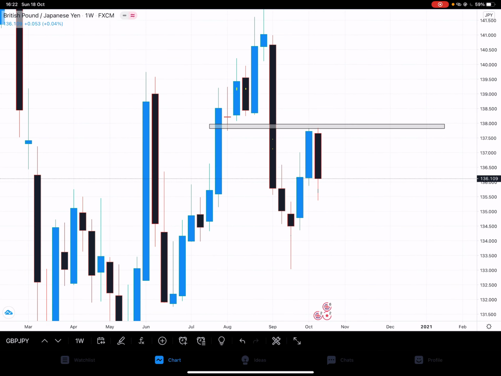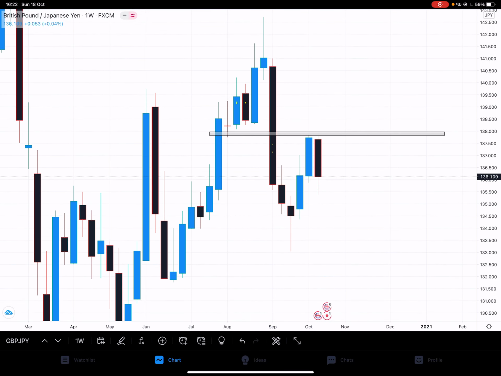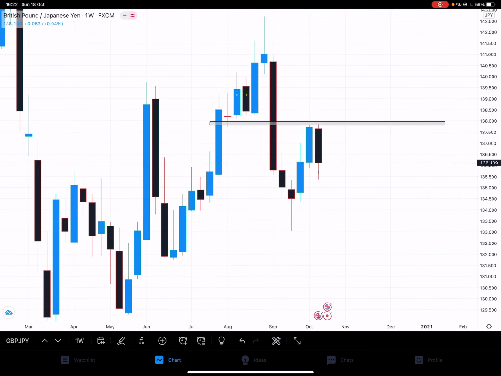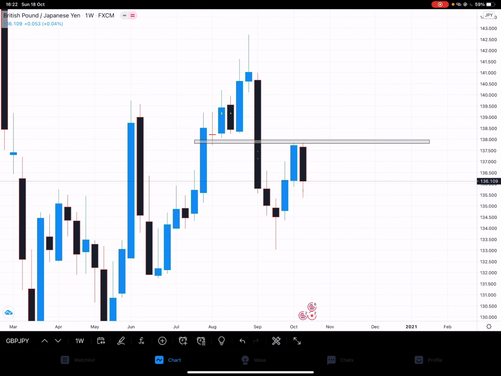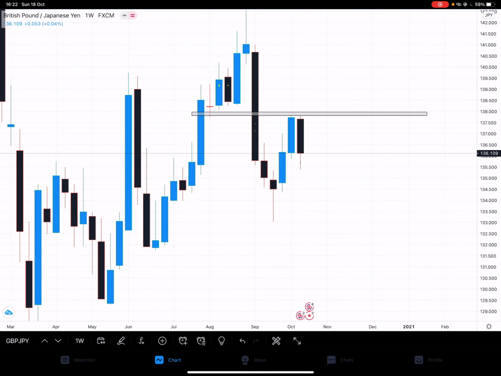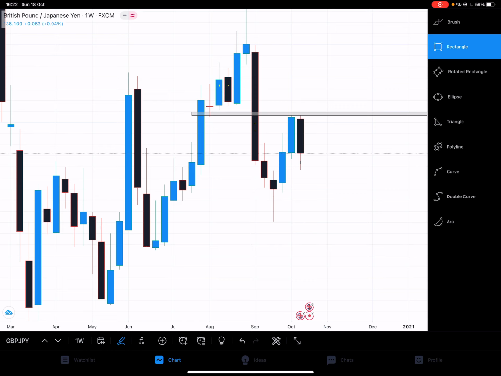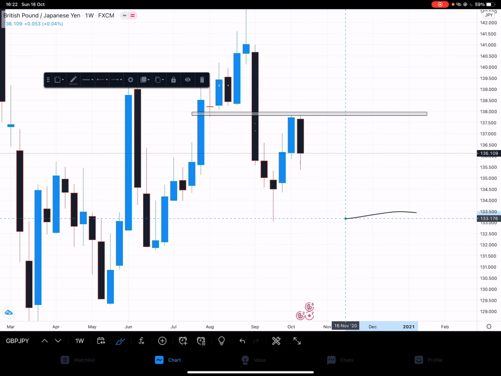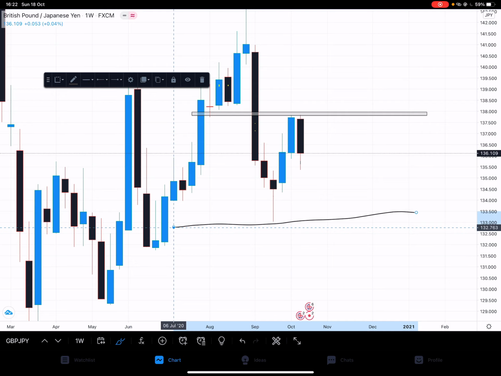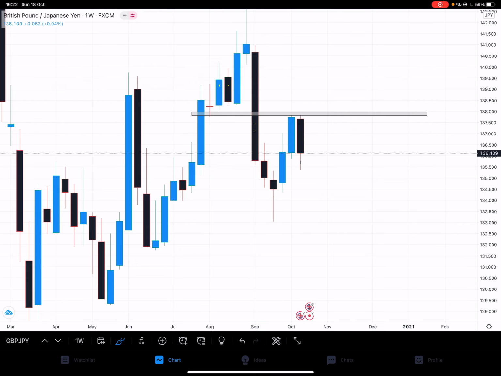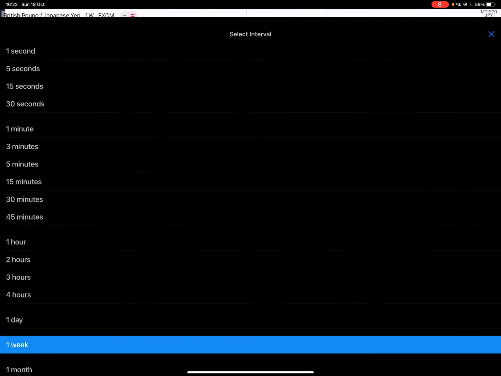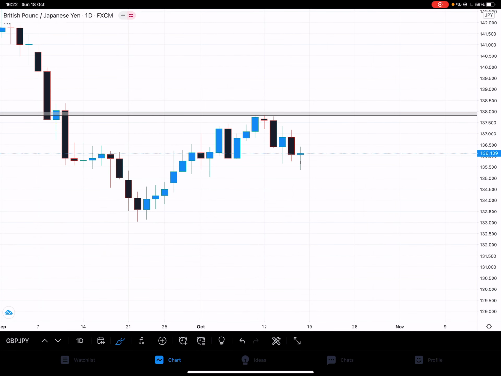So yeah, we rejected off these lines here. If you thought this was a 30-minute time frame, we have just made a low down here, and now we have retested back to this level, and we rejected it. So where is it likely going to go? We are likely going to go back down to this level right here. Just keep in mind it looks like the 30-minute time frame, but actually this is the weekly. Now we go back down to the daily.